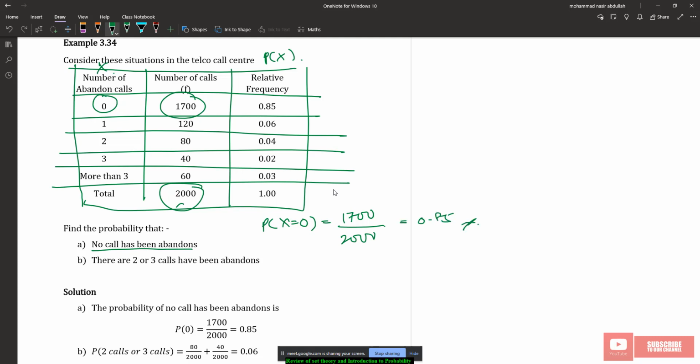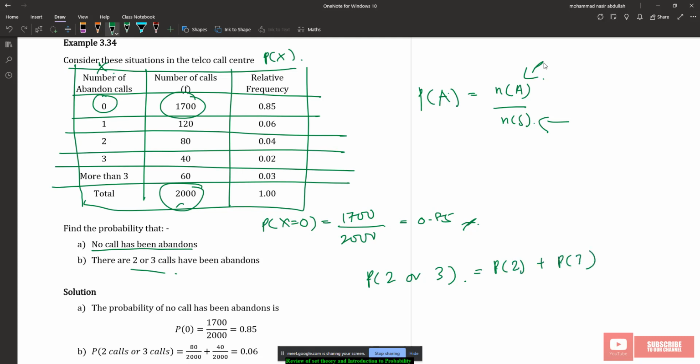0.85. Remember the concept is probability of A equal to NA over NS. You need to understand the concept: the number in A divided by the total possible outcomes, or total number. That is the main thing you need to understand. Now, 2 or 3 calls have been abandoned means the probability of 2 plus the probability of 3. So the probability of 2 is 120 divided by 2000 plus 80 divided by 2000, right?